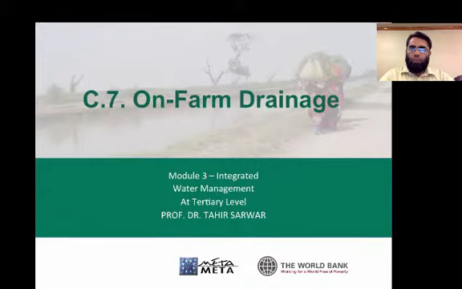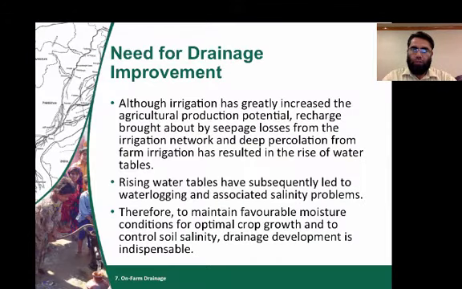This module is about on-farm drainage, and in this module we will be talking about the drainage at the farm level, at the tertiary level, and first we will talk about the need for drainage improvement. As you know, drainage is removal of excess water from an area. If you're talking about agriculture drainage, it is the removal of excess water from the root zone in order to create healthier environment for plant growth.